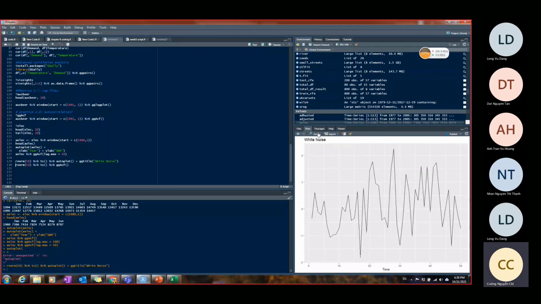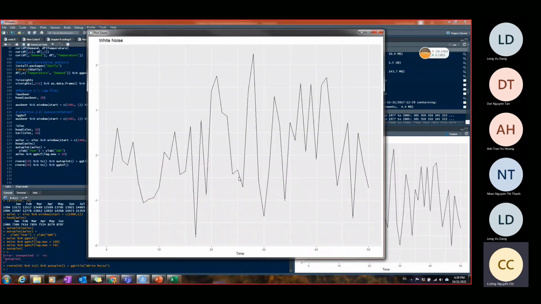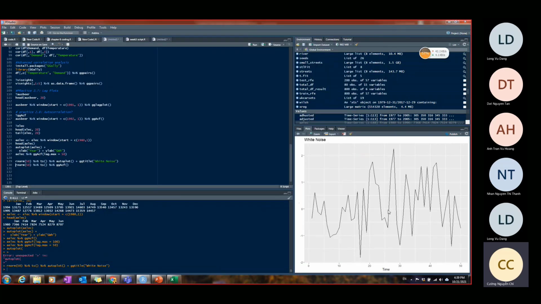Okay, now this is very random data, and you see all the random data like this. They don't show any kind of seasonality. They don't show any kind of trend. They don't show any kind of cyclical pattern, right? So that means this data is what people call white noise.